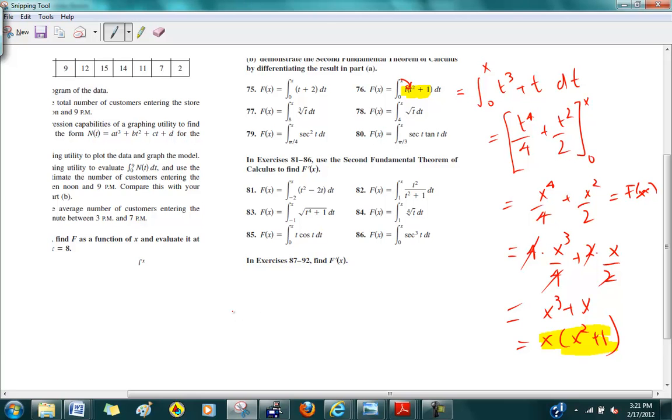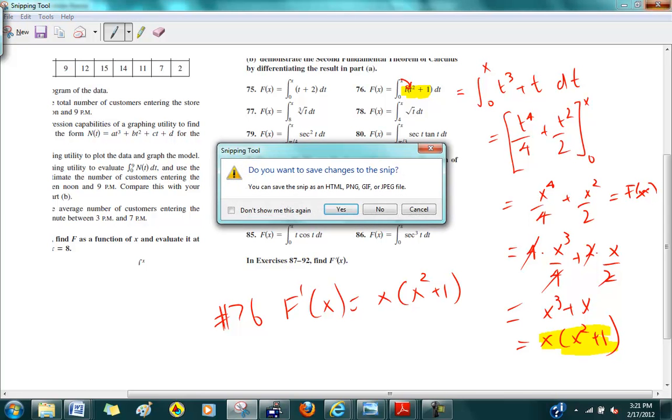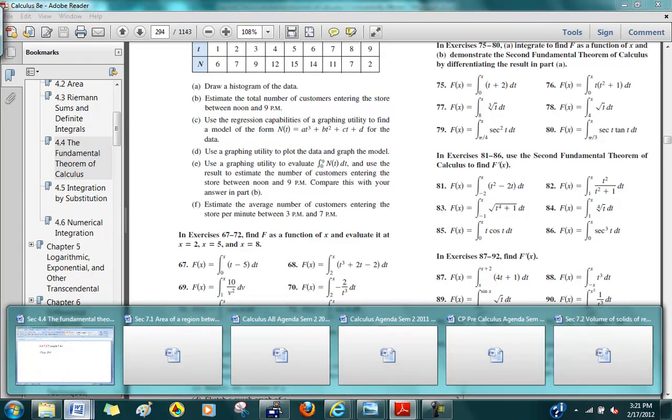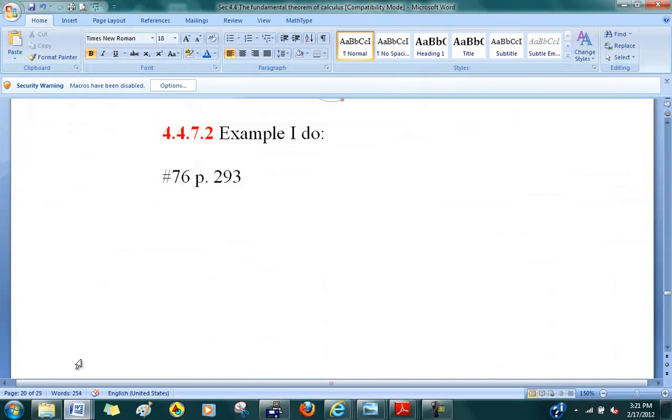So the way you would do this for number 76 is that f prime of x is equal to x times x squared plus 1, by just taking the upper limit, which is the variable x, and putting it into whatever the variable of integration is in the integrand. Okay, so application of the second FTC is pretty trivial. There are obviously caveats, and I'm going to do some examples to show you what the caveats are.